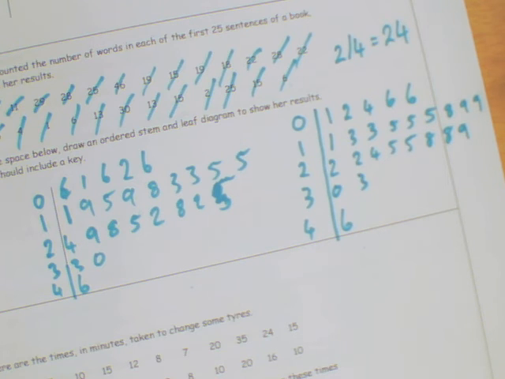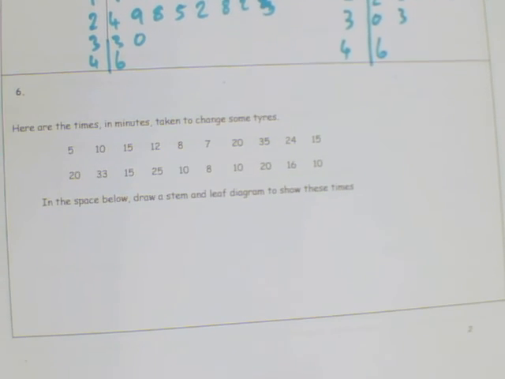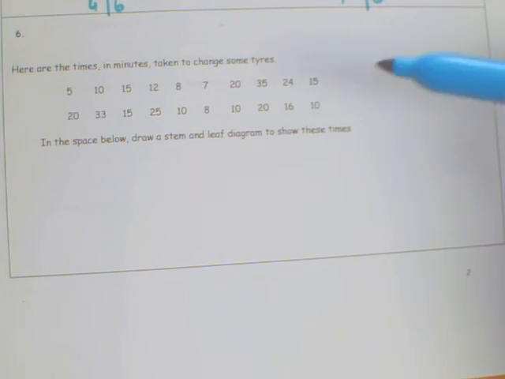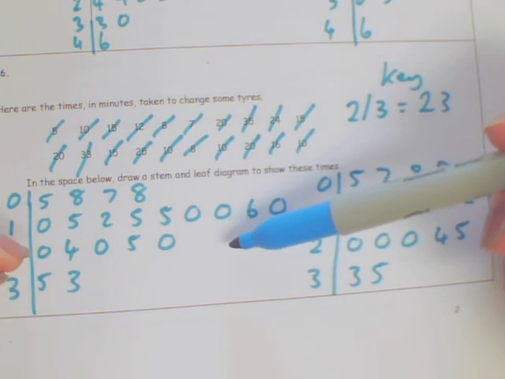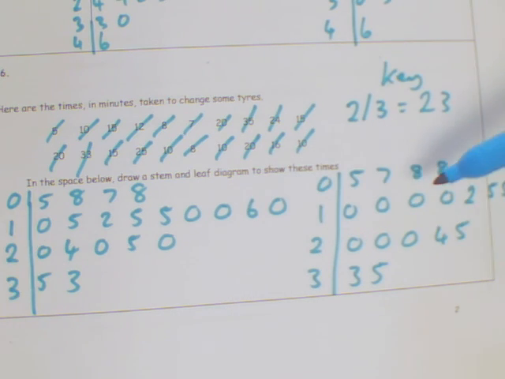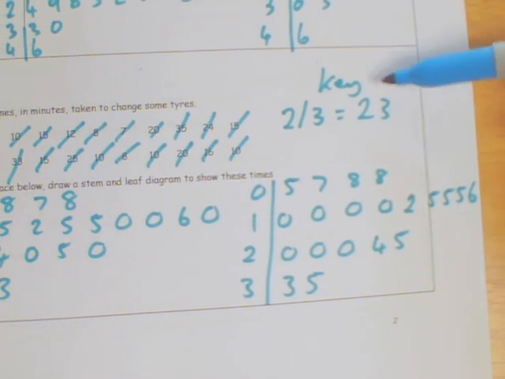What I want you to do is stop the video, have a go with this data set below here, and then unpause the video and I'll show you what the answer is. So you should have something that looks like this. You'll see I've got my unordered one here, I've got my ordered one over this side, and I've written out my key so that the person reading it knows how to read it. So just check yours, does it match?